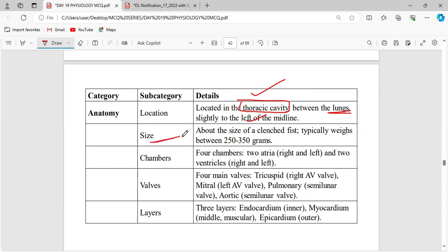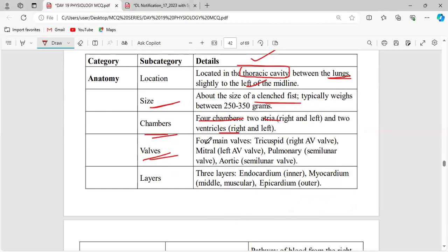And what will be the size? We can say it is the size of a clenched fist. If we close our hand, that is called a clenched fist, and the heart is the size of that fist. And how many chambers? Four chambers, 2 atria and 2 ventricles, and 4 different valves are present in the heart, particularly in mammals: tricuspid valve, mitral valve, pulmonary valve, and aortic valve.